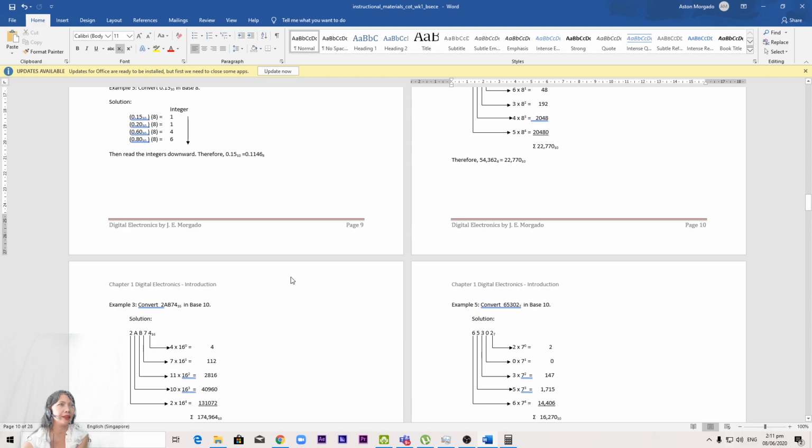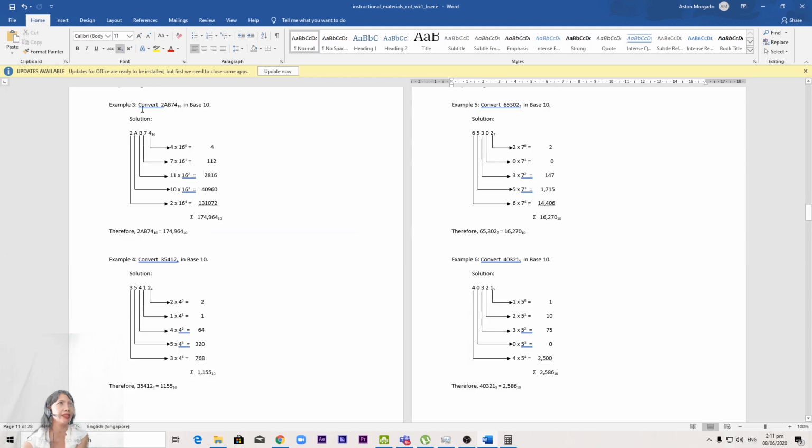Okay, so let's have a third example. Convert 2AB74 base 16. This is hexadecimal. So convert 2AB74 base 16 to base 10. Again, for the LSB, the least significant bit, we start off with n raised to 0. Your n is 16, so 16 raised to 0.